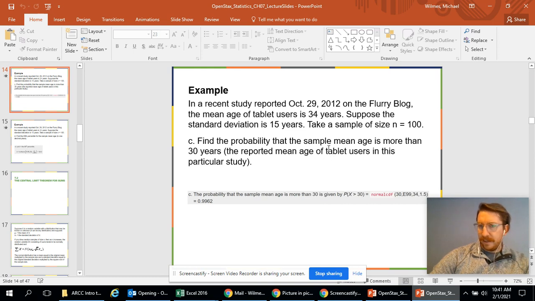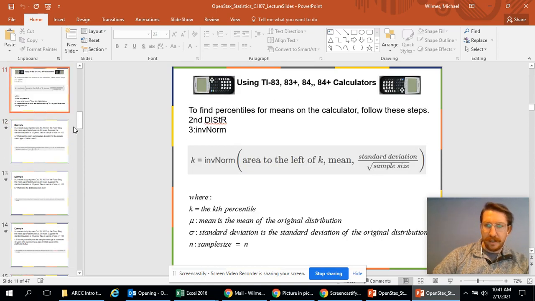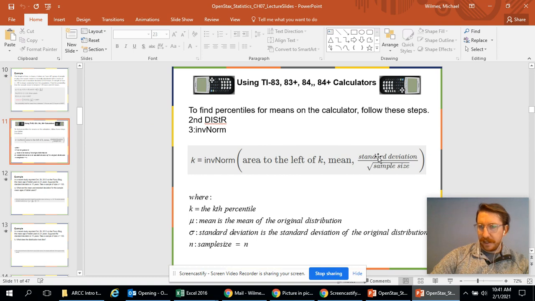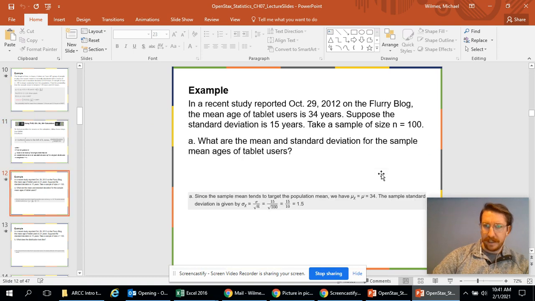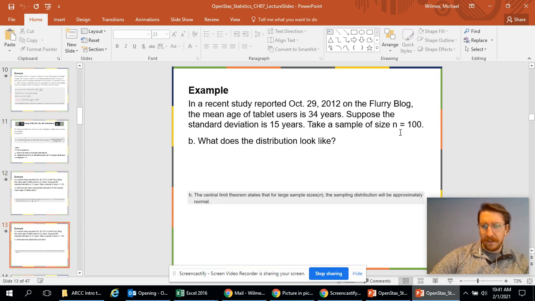And for this, we need the sample average, which they give us, 34 years. But then we need the sample standard deviation. Remember, our formula for the sample standard deviation is here. It's the standard deviation divided by the square root of the sample size. So our sample size is 100, so the square root of 100 would be 10. So our standard deviation, 15 divided by 10, would be 1.5.